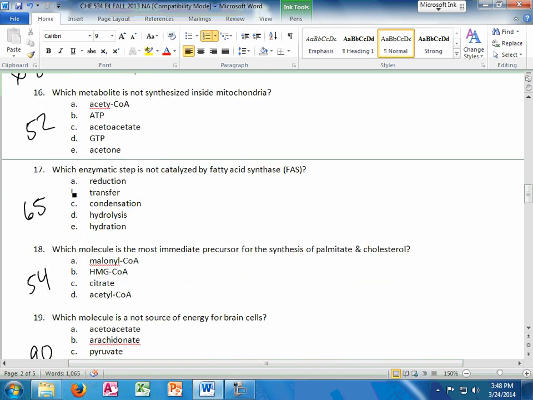Which metabolite is not synthesized inside the mitochondria? Acetone is the weird one. So acetone is non-enzyme catalyzed. It just happens sometimes. The ketone bodies are synthesized, but for those, think about acetoacetate plus the hydroxybutyrate. Everything else, Krebs cycle, oxidative phosphorylation, all of those are definitely inside the mitochondria, plus the two ketone bodies would be as well, but not acetone.